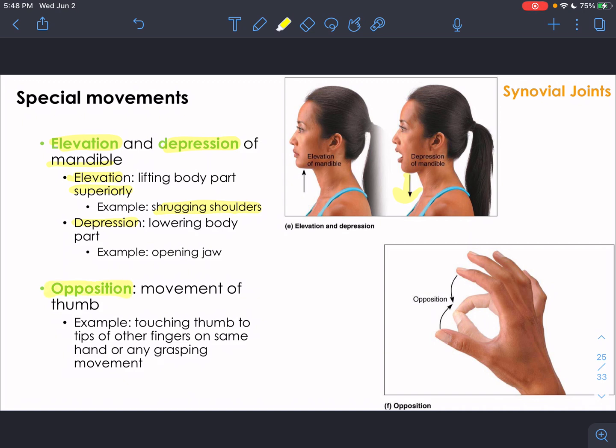And then finally, the last special movement is opposition, which is the movement of your thumb. Okay, your thumb can do a lot of fancy movements. So touching your thumb to the tips of the other fingers or any type of grasping movement is considered opposition.